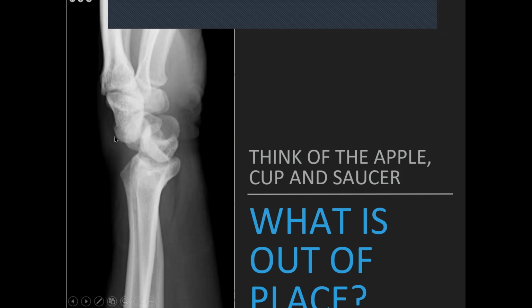Here we have the apple. What's it missing? It's missing the cup. Right. So the cup is there, and where's the saucer? The saucer is there. So the cup is in the saucer. It's the apple that's fallen out of the cup, if I can put it that way.